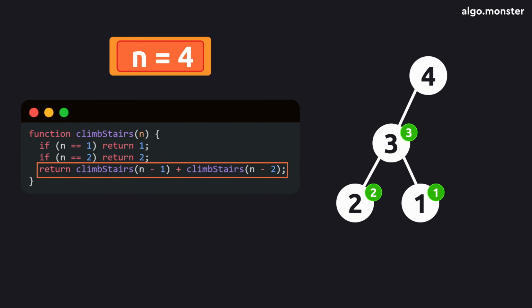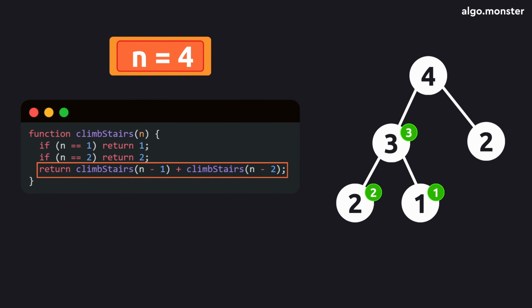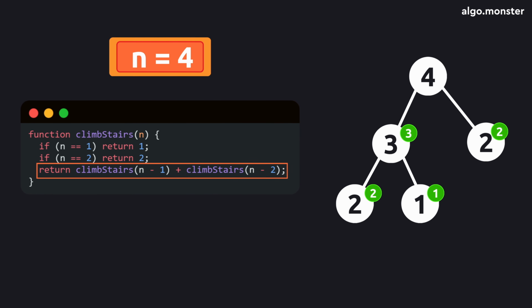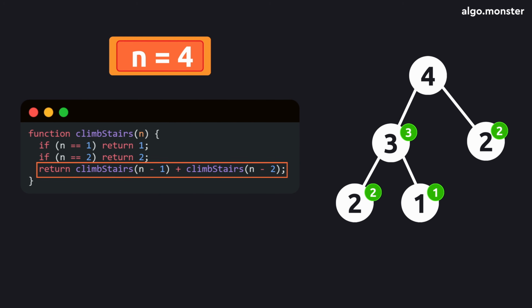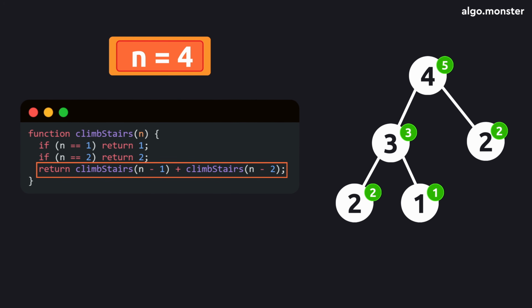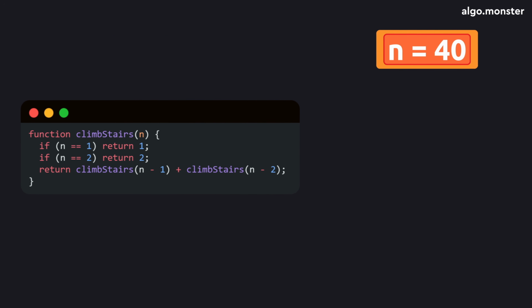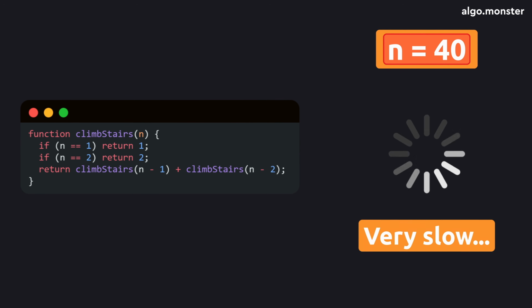That's the first part. Next, the function also needs the number of ways to reach step 2, but since that's a base case, we already know the answer is 2. Now we can apply the formula for step 4, 3 plus 2. So the result is 5 ways to reach step 4. And once again, everything works exactly as expected. But here's the problem. What happens if we call the function for step 40? Well, the calculation will take a very long time. But why does that happen?